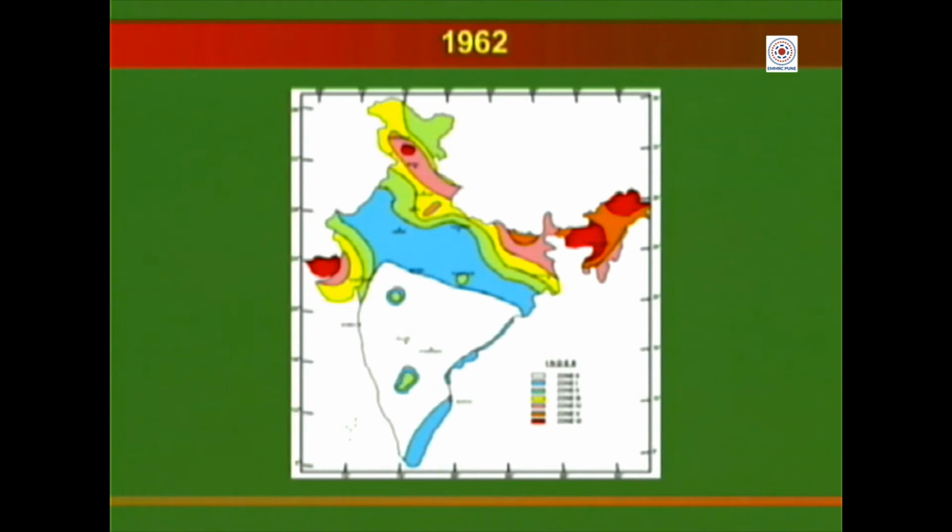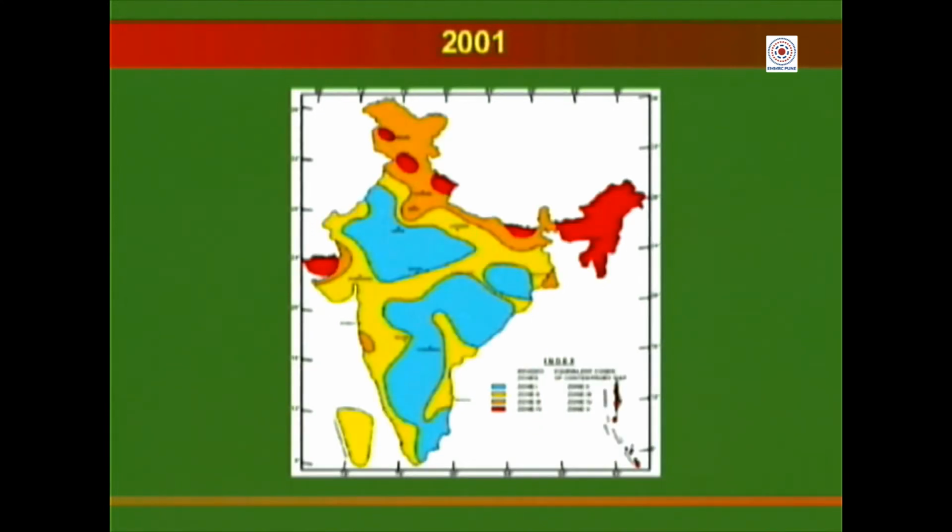In 1962, our area prone to the highest or very severe earthquake risk, that is zone 5, was less. But if you come to 2001 and 2002, when IS 1893 2002 was released, we have only 4 zones: zone 2, zone 3, zone 4 and zone 5. Zones 1 and 2 have been merged together.